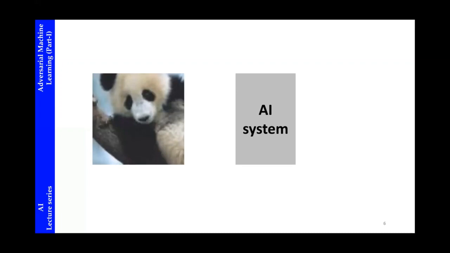Imagine we have an artificial intelligence system which is trained very well to classify images. We also have an image of a panda, and this image is the output of a real-world camera. We introduce this panda to the artificial intelligence system and ask it to classify it for us. And this image is classified as a panda.